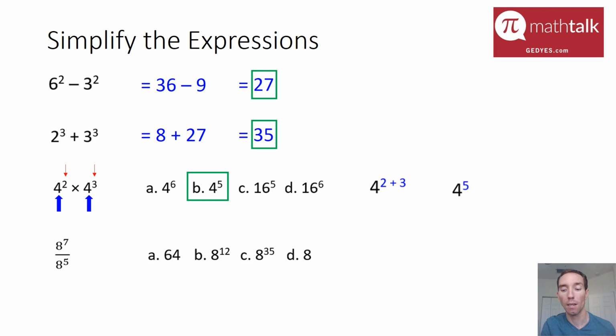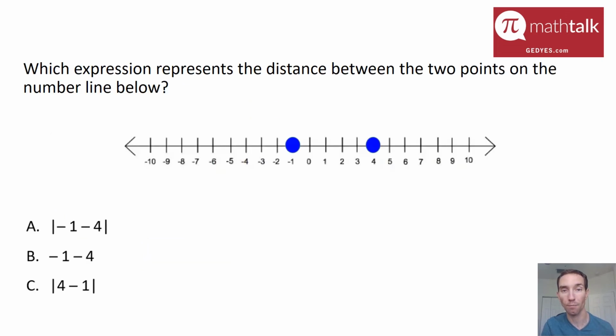All right. Similar to that, when you're dividing terms with the same base and different exponents, you will go ahead and keep the base, but this time you're going to go ahead and subtract the exponents. So 7 minus 5 is 2, and your answer is 8 squared. Now, I don't see 8 squared in my options, but I know that 8 squared is 64, so the answer is A, 64. All right, let's keep going.